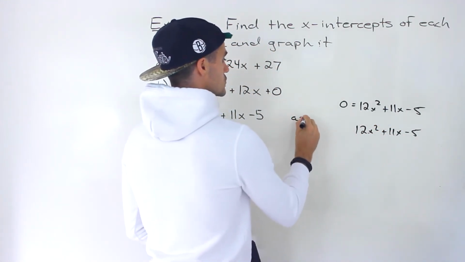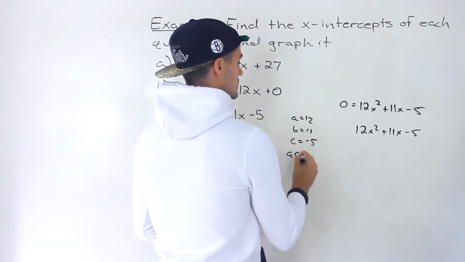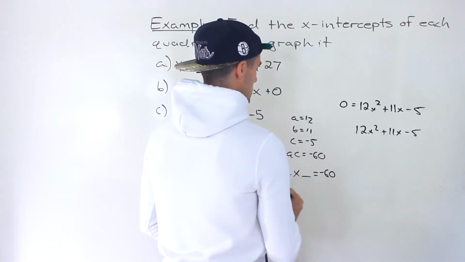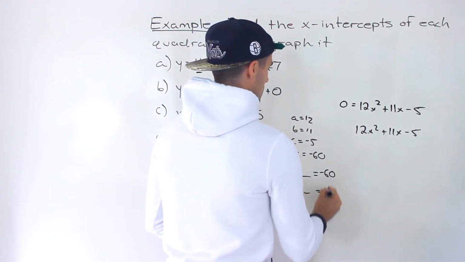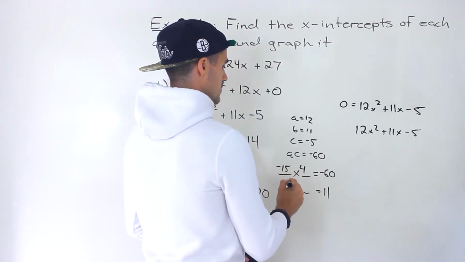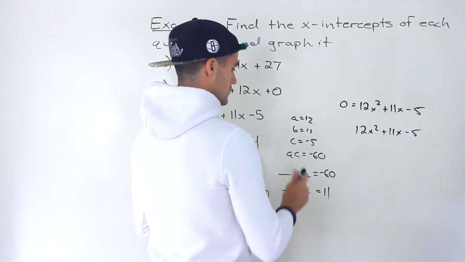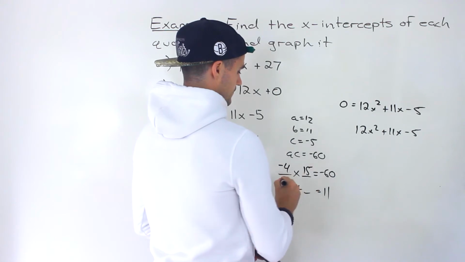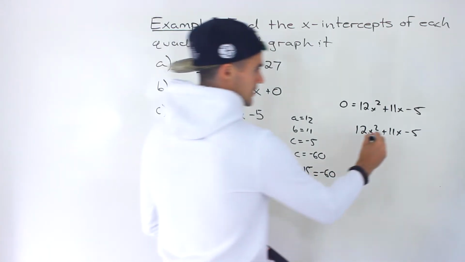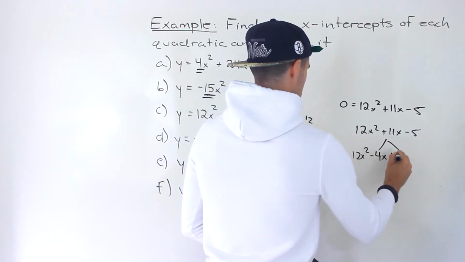So the a value is 12, the b value is 11, the c value is -5, the ac value is -60. Two values that multiply to -60 and then add up to 11. So that would be what? -15 and 4? Or sorry, positive 11. So -4 and 15. Like that. And then we could decompose this middle into those two values.